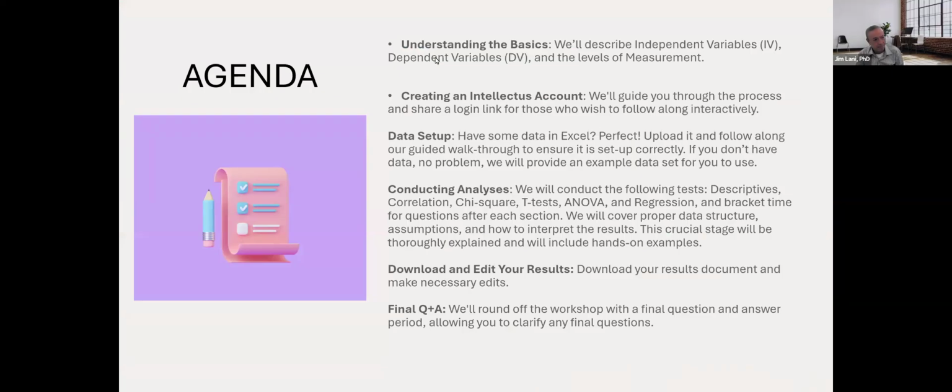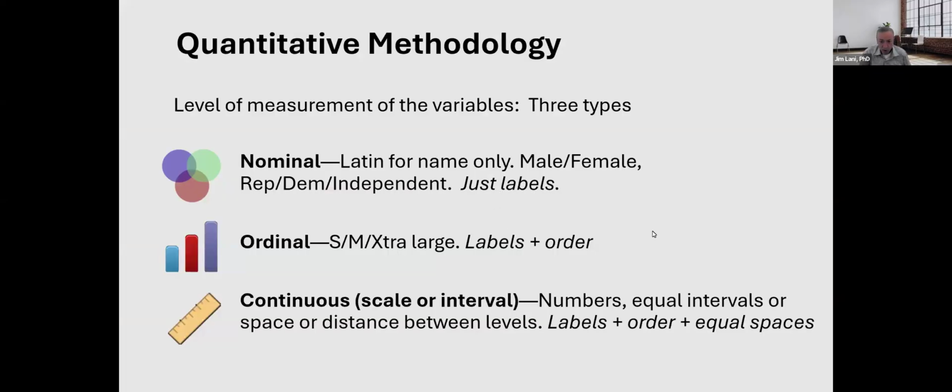Okay, so we have to understand the basics. When we do any of the quant work, you really have to get in your brain what nominal and ordinal scale levels of measurement are, and what an IV and DV are. So that's kind of basics. We'll get you logged in here, and then show you how to set up data, conduct analysis, download, and then I'll show you something about the discussion chapter draft.